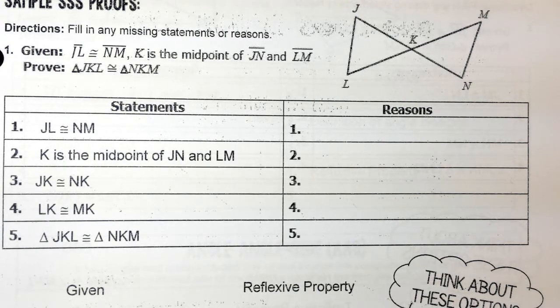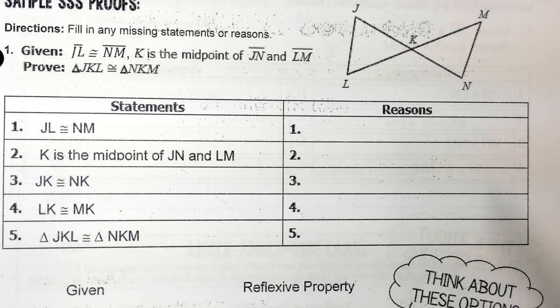So reading the given information, it says segment JL is congruent to segment NM, excuse me. And it says K is the midpoint of JN and LM. Then it says prove triangle JKL is congruent to triangle NKM. That's the case. They want me to prove that. So I'm going to start by, and on this proof, all my reasons are missing. We kind of go to the extreme with y'all just so y'all be prepared when y'all get asked to solve proofs.